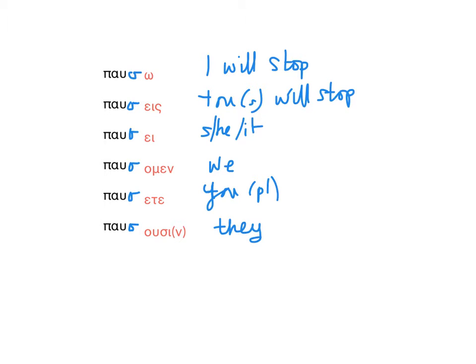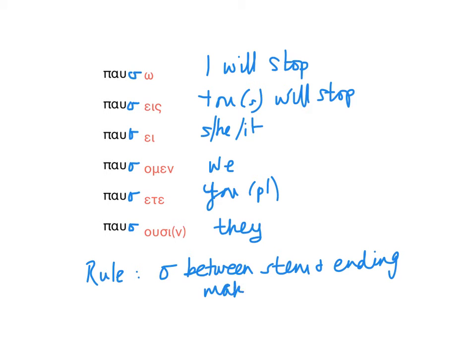So the rule then for making the future from the present is to insert a sigma between the stem and the ending to make the future tense. Now this rule can be applied to any verb. If the stem of the verb ends in a vowel, then it's very straightforward indeed.